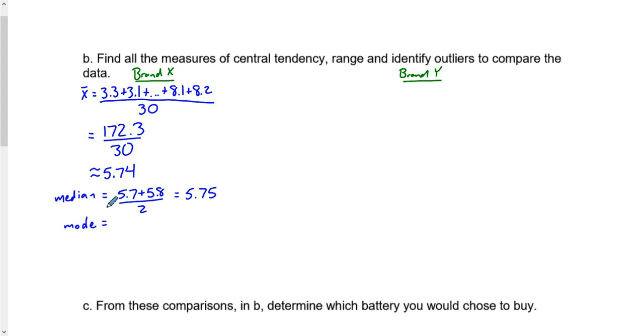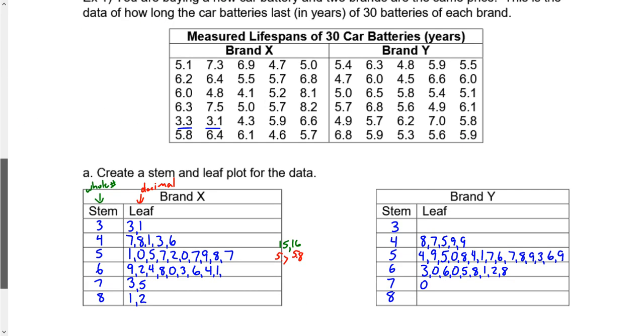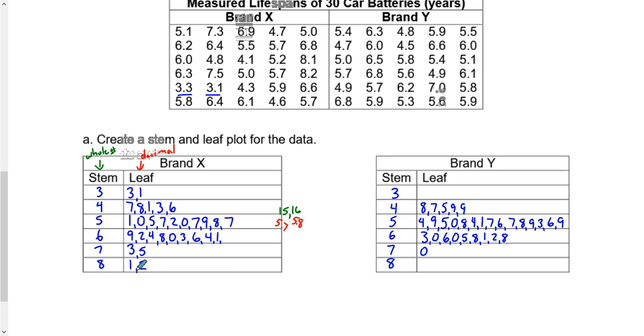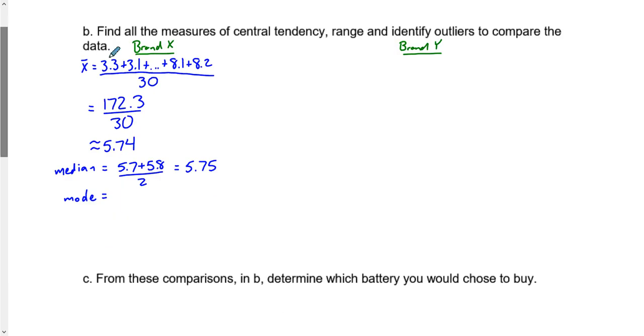The mode is a last measure of central tendency, and it's the number that occurs the most. Again, a stem and leaf plot is another great way to help identify. See, we only have one 3.3, one 3.1. We only have one 8.1 and one 8.2. I don't see any repetition of decimal values. Yes, I do. Okay, there's 2 6.4s. There's 2 5.0s. But I can read that there's 1, 2, 3 5.7s. So 5.7 would be our mode.